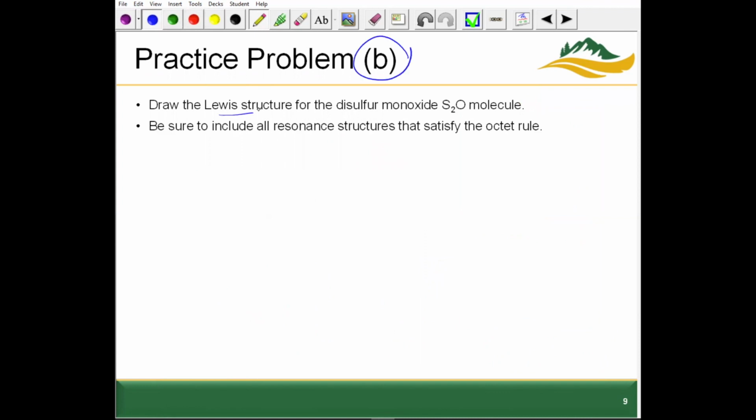So draw the Lewis dot structure for disulfur monoxide, one of our molecular compounds, with the prefix di and the prefix mono here for oxygen. Let's draw the Lewis dot structure and see what happens. One of the first things we should do is count the number of valence electrons. Oxygen has 6 valence electrons. Sulfur also has 6. 6 plus 12 then, we have 18 electrons to work with.